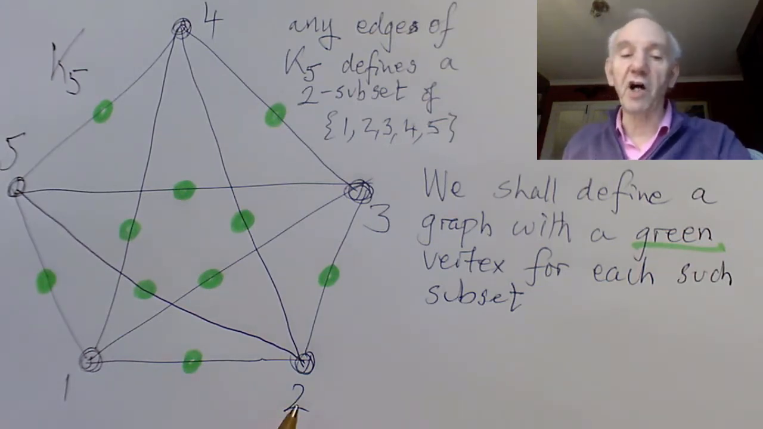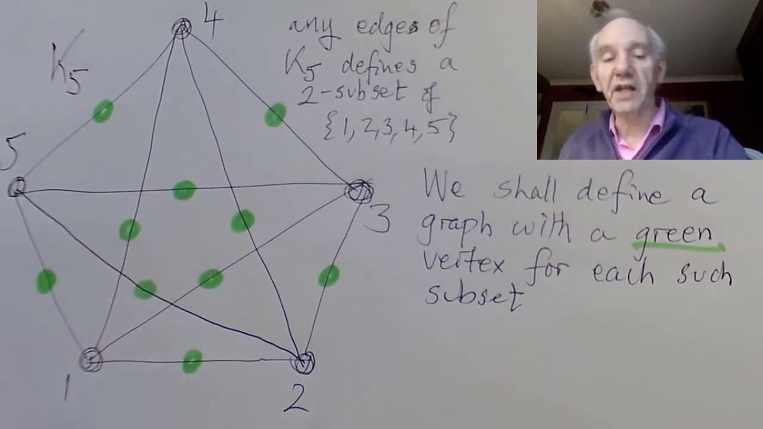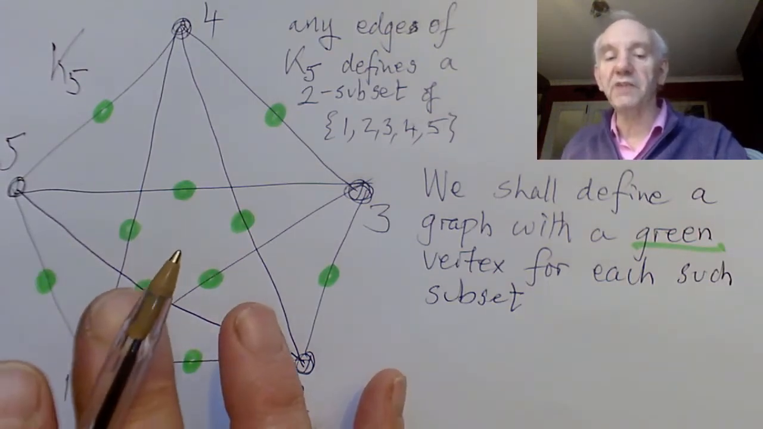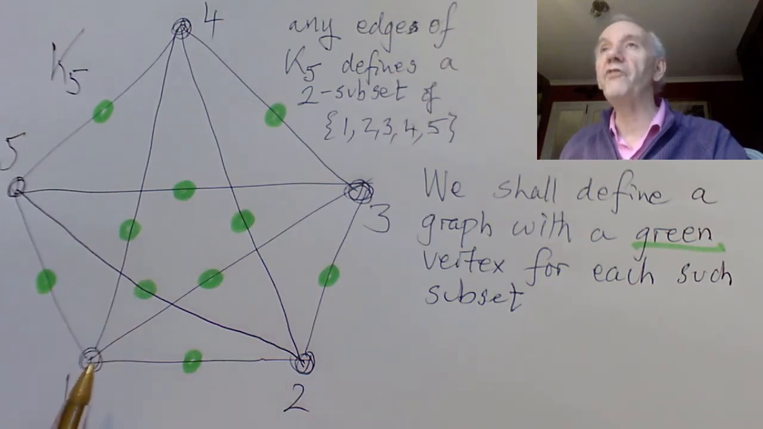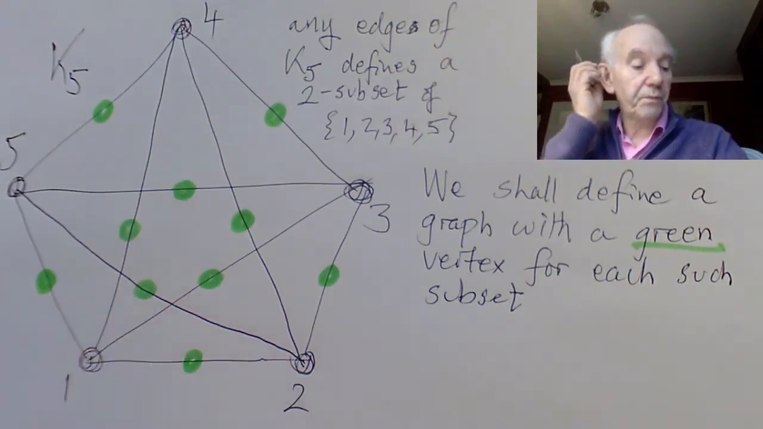It doesn't matter how the graph looks in the plane or in 3-dimensional space or whatever, that's irrelevant. We just need to know the connectivity. We need to know when 2 vertices are joined. That's what defines the essence of a graph.